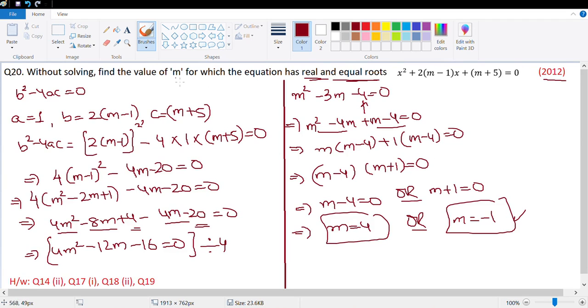They don't want us to solve the equation. So let's leave it here. The value of m is 4 or negative 1.